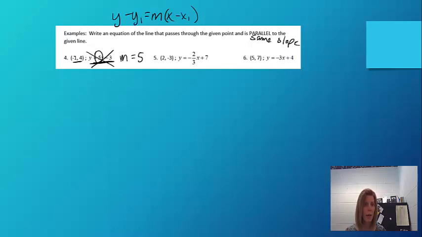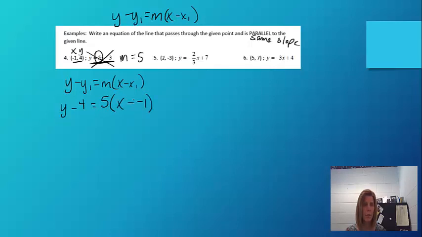So now I'm ready to go ahead. I'm going to label my x and my y. And now from here, it really should just be old school because we've been doing lots of problems like this. So now I'm going to have y minus y1 equals m times x minus x1. Y minus my y is 4. And then m is 5 because I already have it labeled. X minus my x is negative 1.